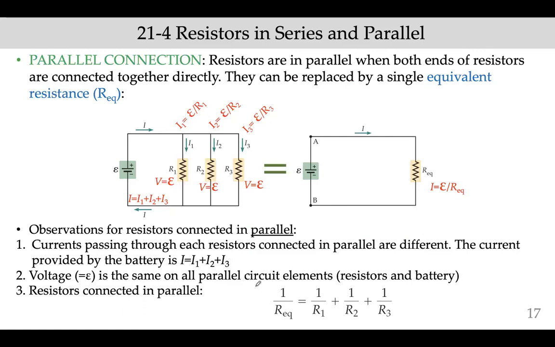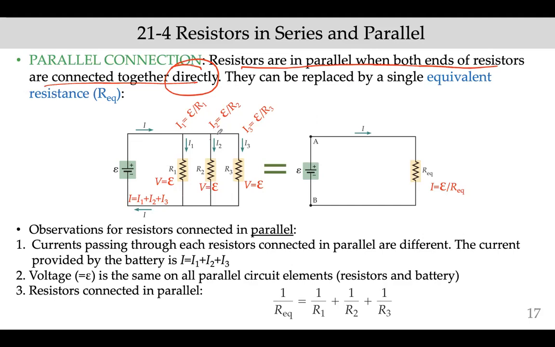Okay, so we are done with the series connection. Now we move to parallel connection. In this case, resistors are in parallel when both ends of the resistors are connected together directly. This word, directly, is important. As you can see, this end of R1 is connected to R2, and the other end of R1 is directly connected to R2 as well. So we can say R1 and R2 are parallel. Same thing with R1 and R3, or R2 and R3.